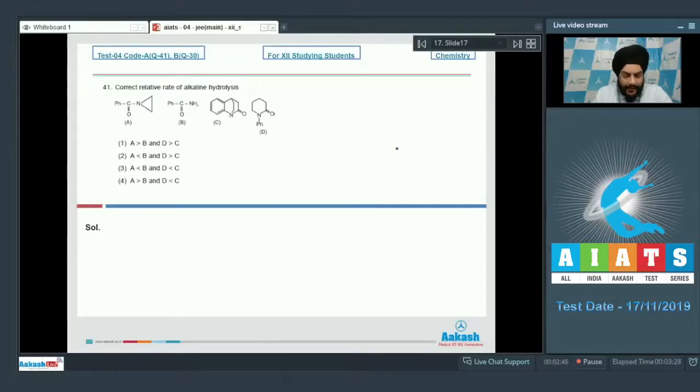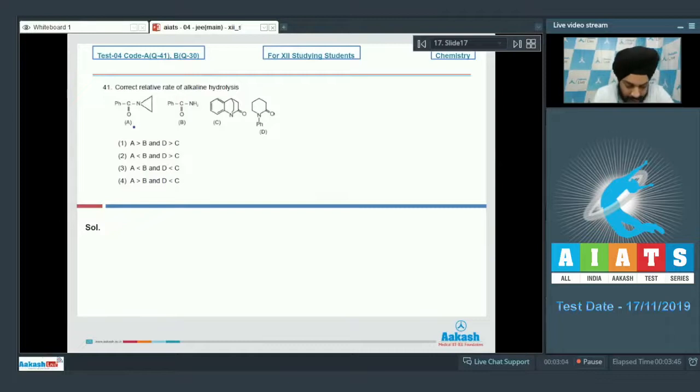Let us look at question number 41 now, students. The correct relative rate of alkaline hydrolysis is. So we've been given 4 different compounds A, B, C and D, and the examiner seems to be interested in comparing the rate of alkaline hydrolysis for A, B separately and C and D separately.